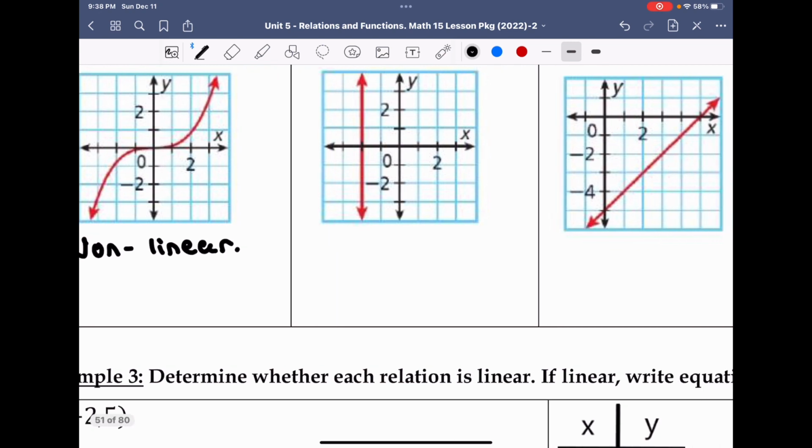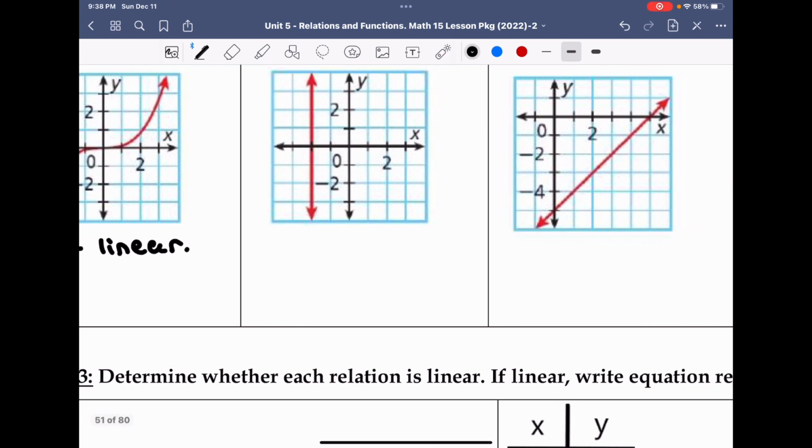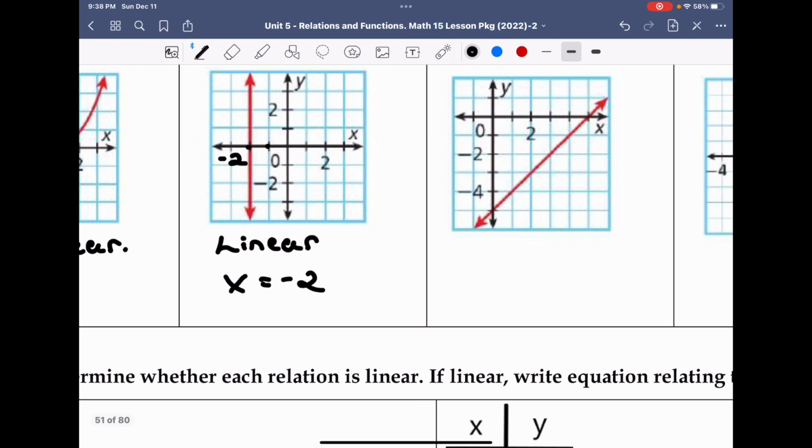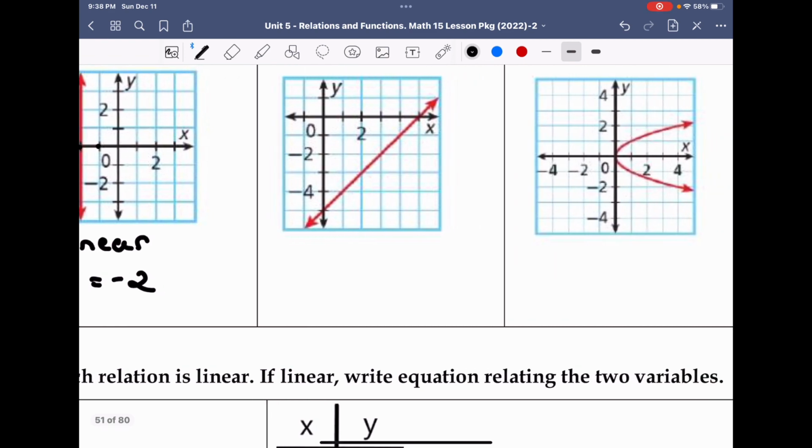In number 2 here, we see that we have a vertical line. Well, vertical lines, remember, are represented by x equals. And what does x equal? Well, in this case, it's 1, 2. It is -2. So this is definitely linear. It has an undefined slope, so we can't define it in terms of y, so it must be x is equal to -2.